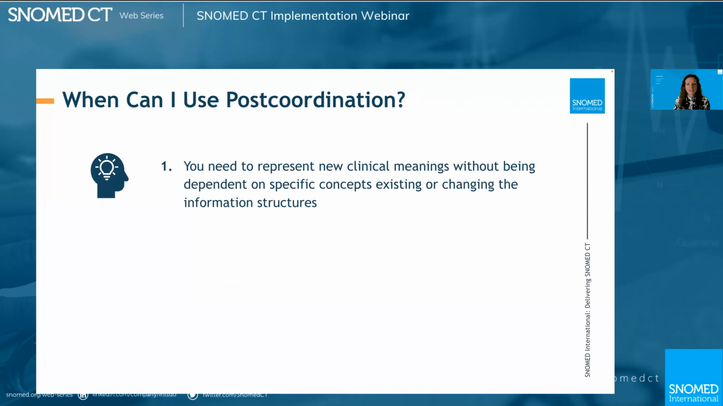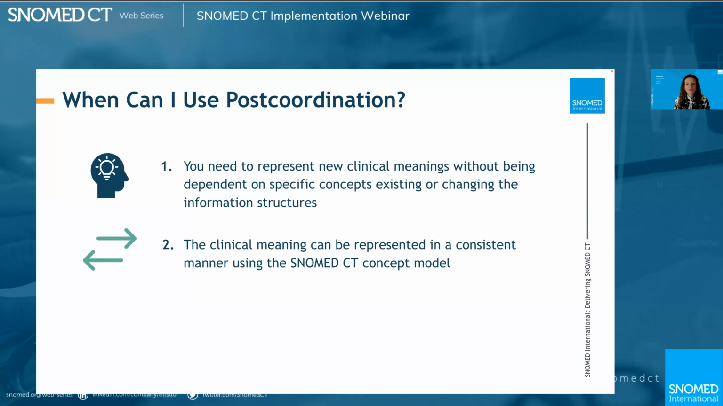But with that said, when is it that you want to start using post-coordination? There are some criteria that need to be satisfied. If you need to represent new clinical meanings without being dependent on specific pre-coordinated content existing in SNOMED, or you can't change the information structures to align with the published content, then post-coordination may be an option to consider. However, you can only use post-coordination if the clinical meaning that you need falls within the scope of SNOMED CT and within the scope of the concept model.